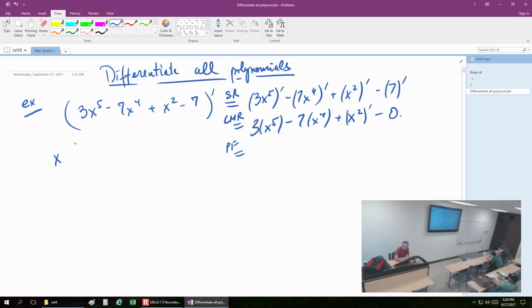Say once again x to the r, prime is equal to r x to the r minus 1. In each of these cases, identify what your r is. r is equal to 5. r is equal to 4. r is equal to 2. Okay, and then apply the formula. So look at the right hand side. So I'll have 3 times, and in parentheses, I have 5x to the 5 minus 1.